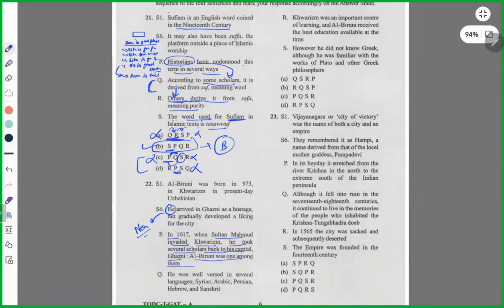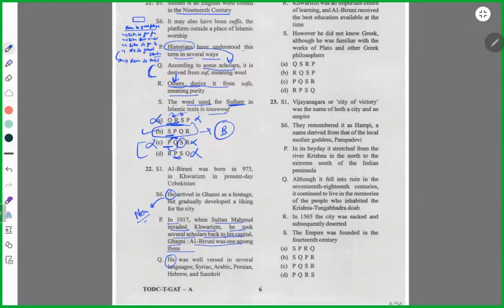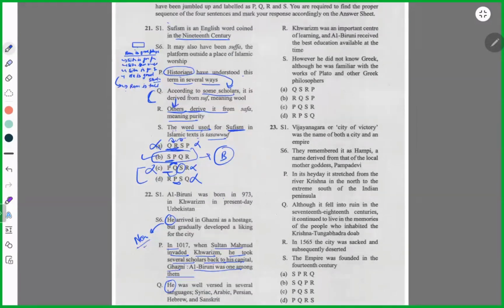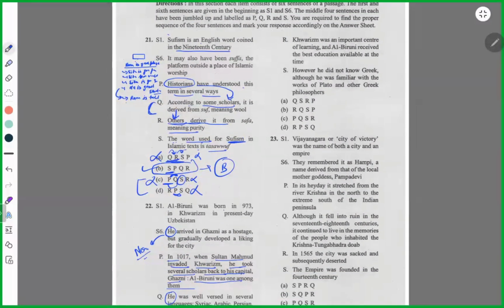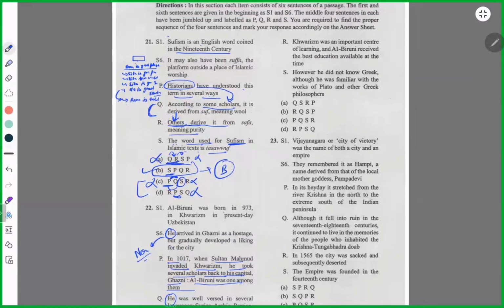He was well versed. Now again, we need to find the noun for he also. Okay, let's say he was well versed with several languages: Syriac, Arabic, Persian, Hebrew, and Sanskrit. Khwarizm was an important center of learning, and Al-Biruni received the best education available at that time. Something is being explained here more.